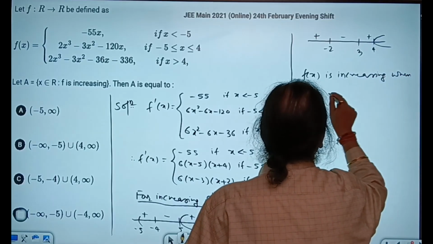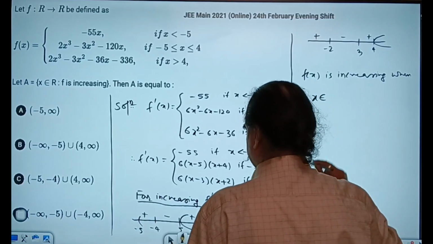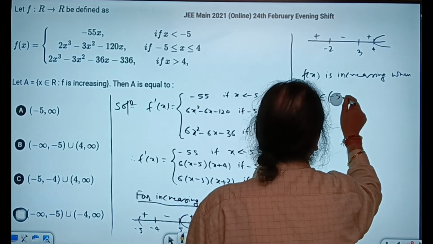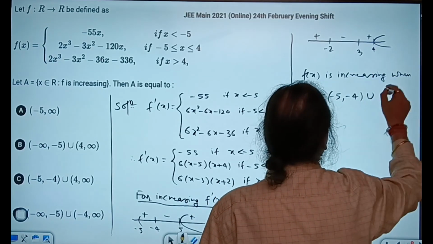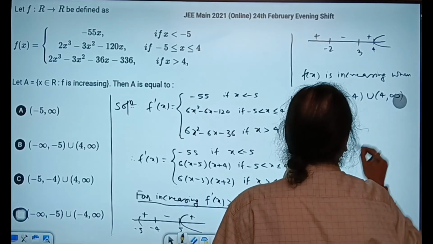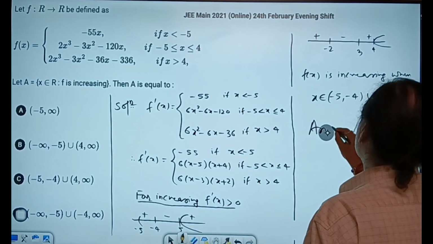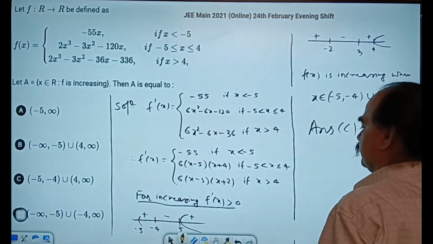when x belongs to minus 5 to minus 4, union 4 to infinity. Answer C. We have to take care of this also, whatever is given.